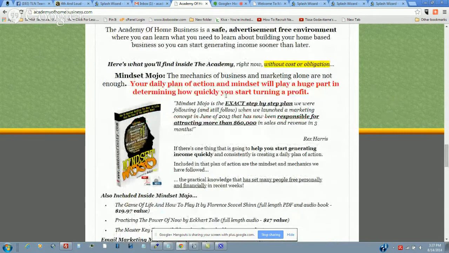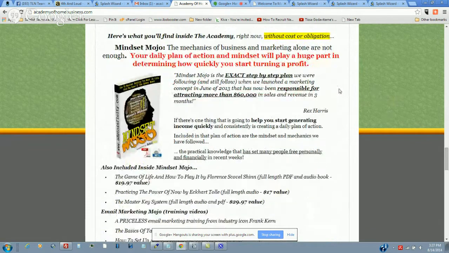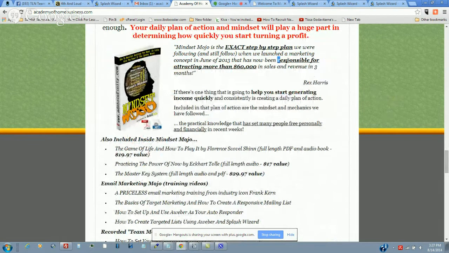Well, then, here's what we're going to give those people. This is where we're going to deliver on the promise. We are going to give them a complete training system called Mindset Mojo that we created last year, free of charge. This particular training was responsible for attracting more than $60,000 in sales and revenue in a 3-month period. True story.